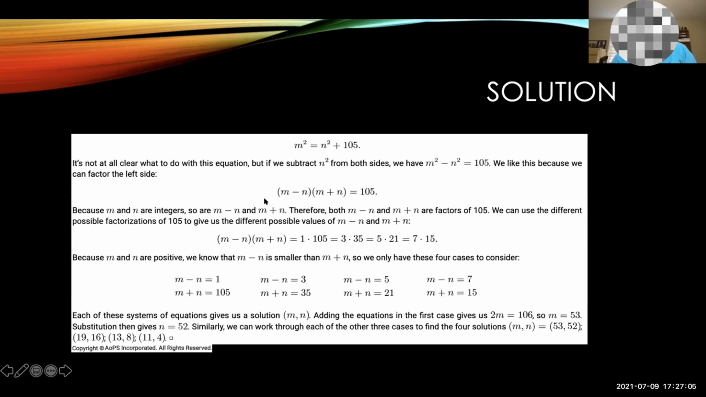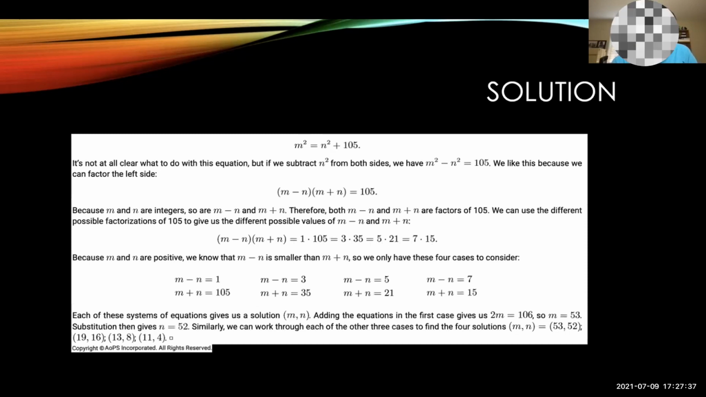And so we also know that m and n are integers. So that's also something we want to be aware of so we don't get any decimal answers. And also what we now know is that the two factors have to be factors of 105, because when you multiply one by the other, you have to get 105. So we know that they have to be different factors of that. So the four possible factor pairs were 1 times 105, 3 times 35, 5 times 21, 7 times 15.